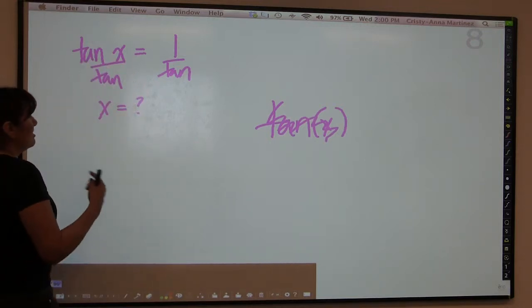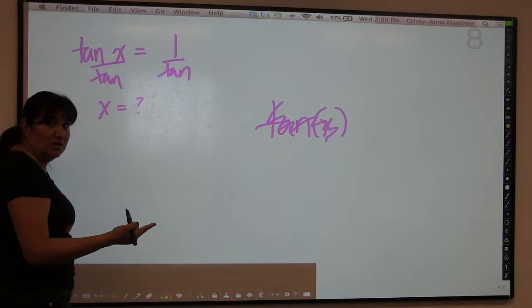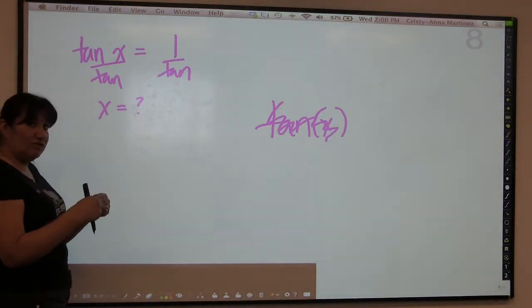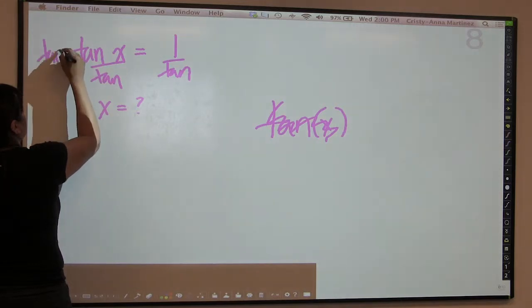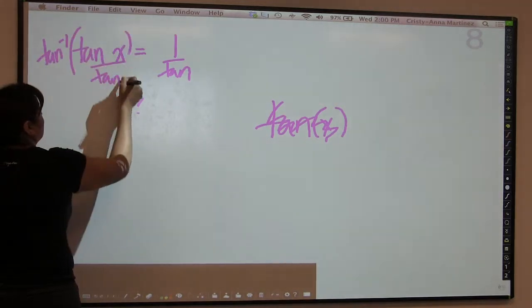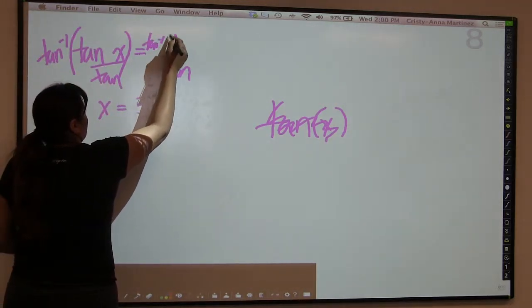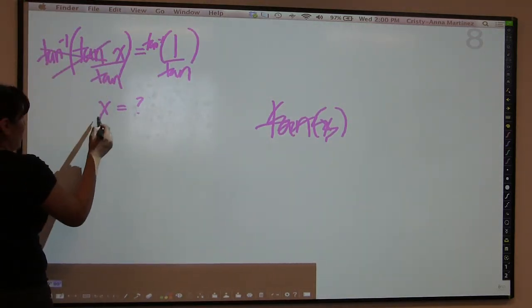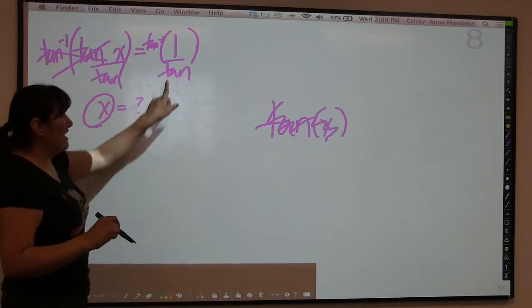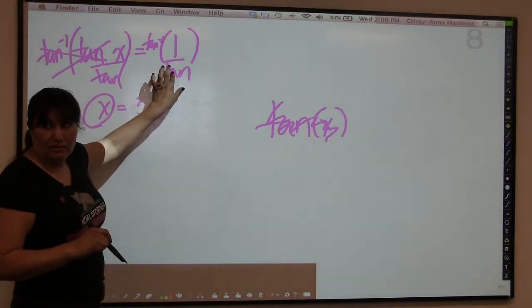You have to use this little thing called the inverse tangent. Because when two functions are inverse of each other, they cancel out. So what you're actually saying is tangent inverse, tangent inverse, okay? And then the tangents cancel and you get x. But it doesn't cancel on this side, okay?